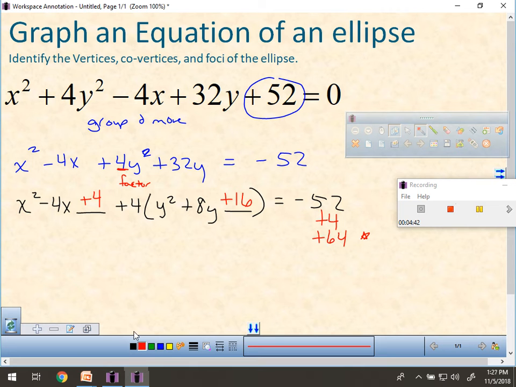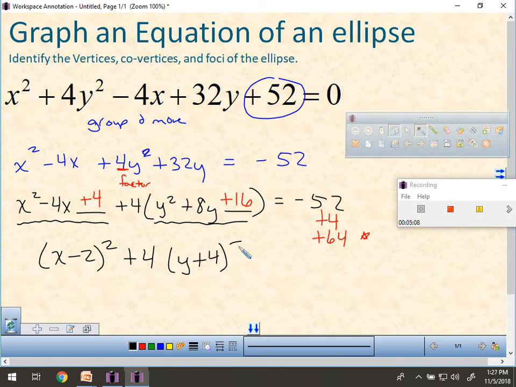Well, once you've done that, it's really kind of like a circle now. We're going to rewrite this. X squared minus 4x plus 4. Half of negative 4 is negative 2. So you're going to have x minus 2 squared plus 4, and then rewrite this, y squared plus 8y plus 16. So half of 8 is y plus 4. And then just use your calculator over here, negative 52 plus 4 plus 64, and that gives me 16.